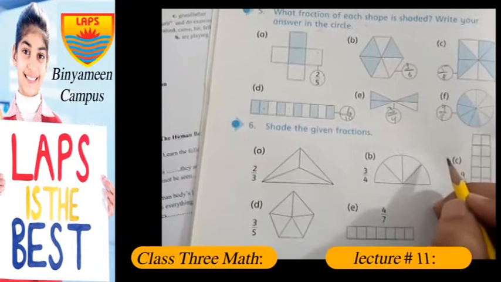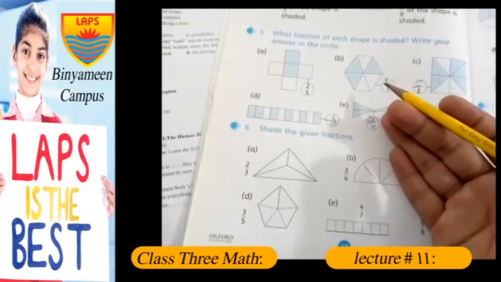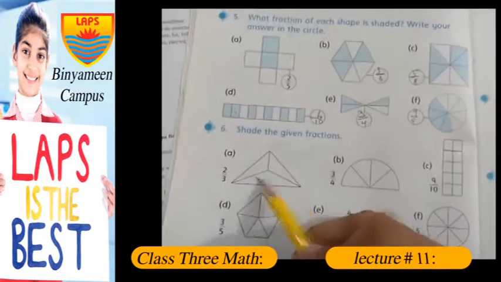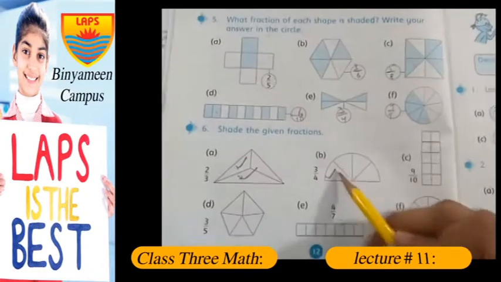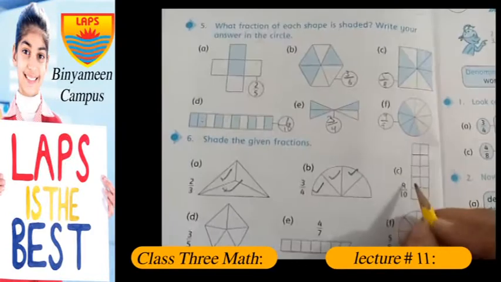Okay, shade the given fractions. It says 2 over 3. In the above part we had to write the fractions, and now we have to shade the parts. Only 2 of these sections will be colored, and the next one has 4 parts, and 3 of them will be shaded or colored. You have colors with you, so color the shapes.